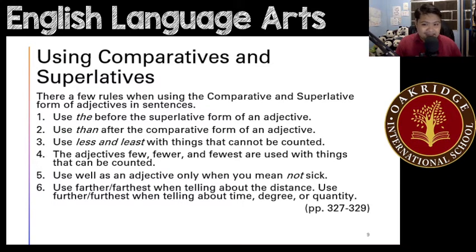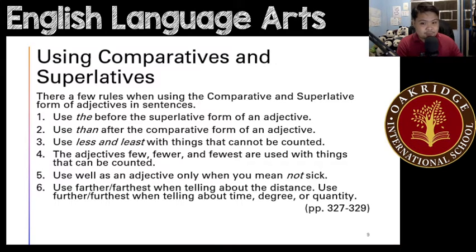And then next, the usage of farther and farthest and further and furthest. Farther and farthest tell about distance, usually how far something is. Okay, distance-wise. As for when you're telling about time or degree or quantity, you use further or furthest. So, for example, if you're discussing how far this place is compared to the other place, then you say farther or farthest. But when you're trying to add something, like, "I'm going to add further," that's further or furthest.